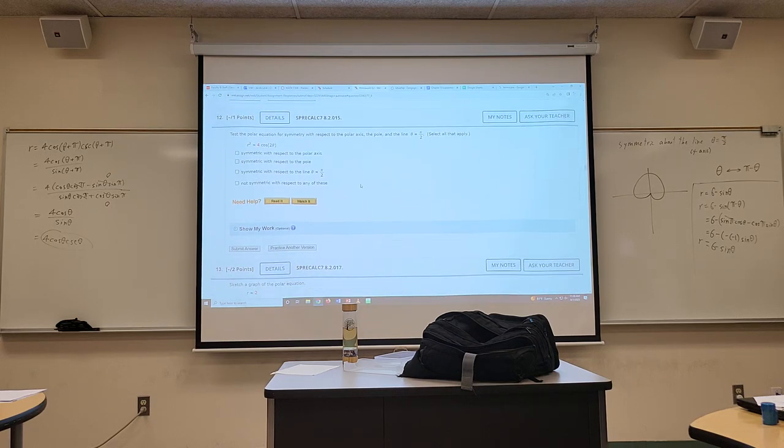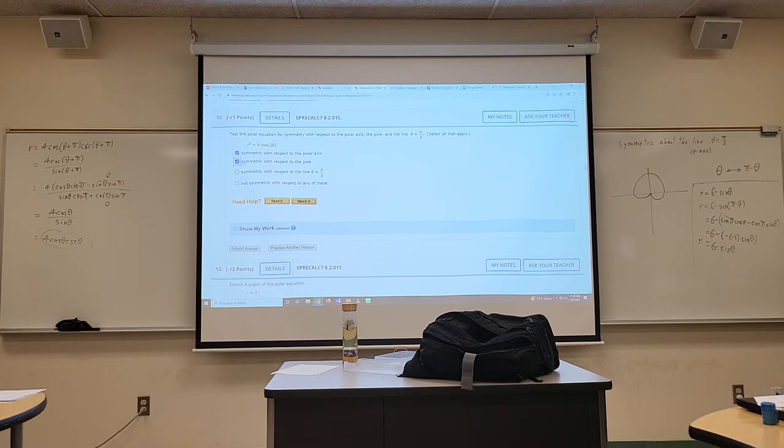Now, this one, what do you think? Number 12. Symmetry about the pole. Is it? I think it's the first two. You mean the polar axis? Yeah, it's the first two. It's both, yes, correct.